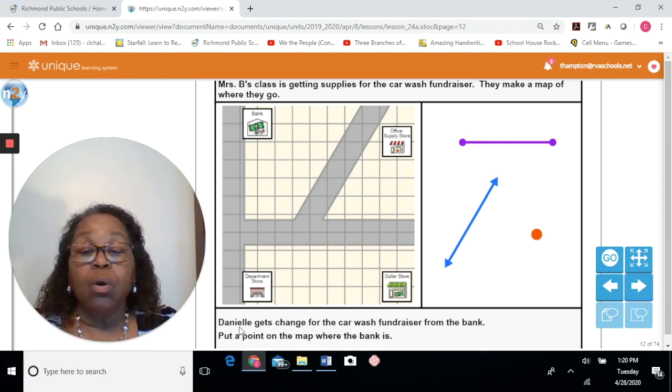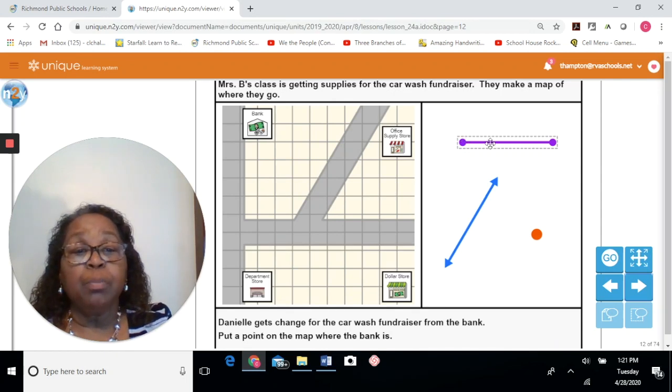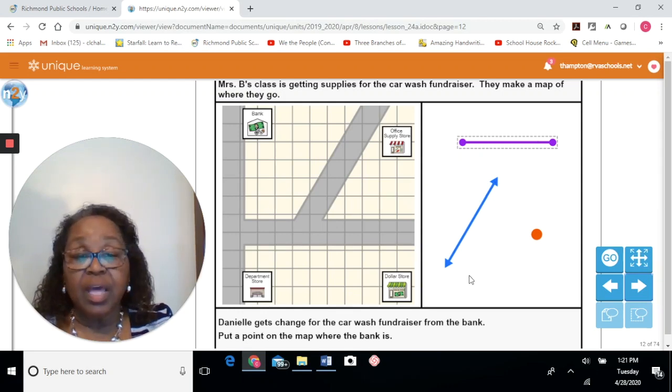What are our instructions? Danielle gets change for the car wash fundraiser from the bank. Put a point on the map where the bank is. So this time we just need a point. So here's a point right here. Should we use this point? Well, we really can't use that point. That point is part of a line segment. It tells us where the line begins and where the line ends. So we really can't use this. This is a line. We need a point, and of course, this is our point.